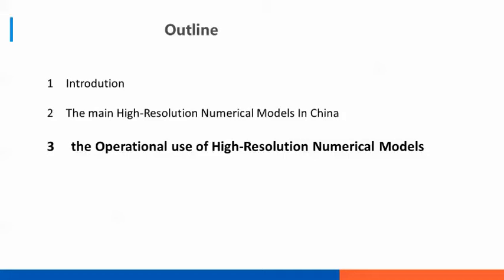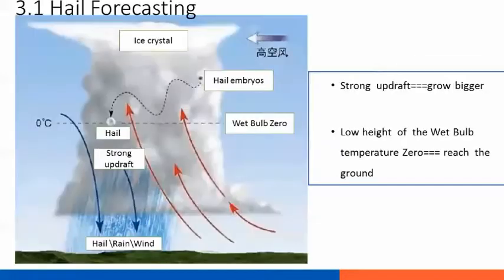Now let's look at the operational use of high-resolution numeric models on severe convective weather, such as hail, convective windstorms, and heavy rain. Firstly, we talk about hail forecasting.